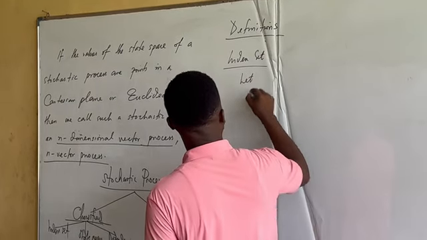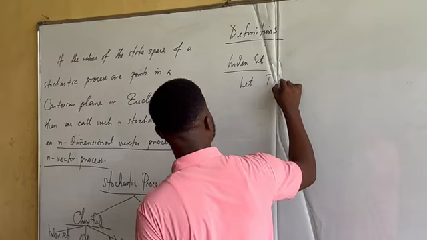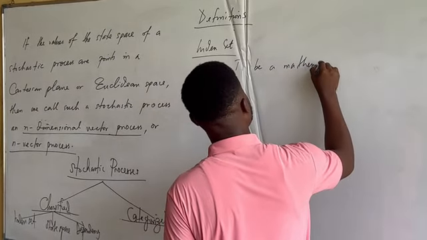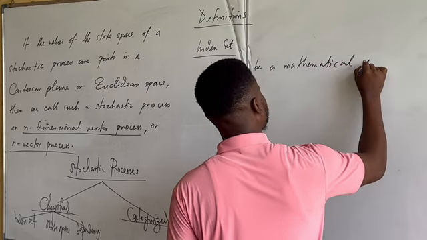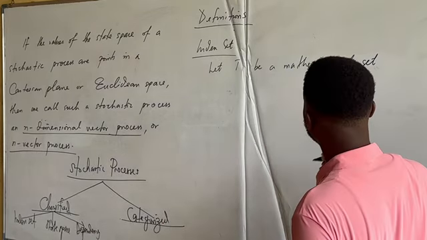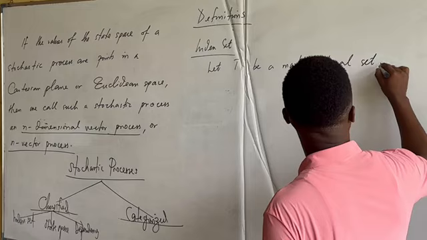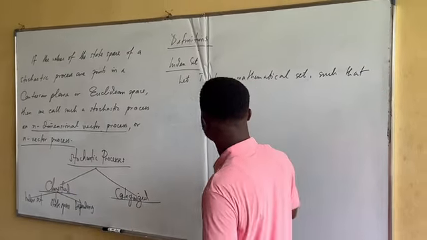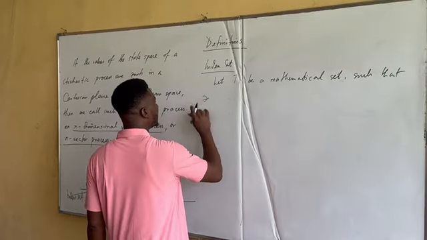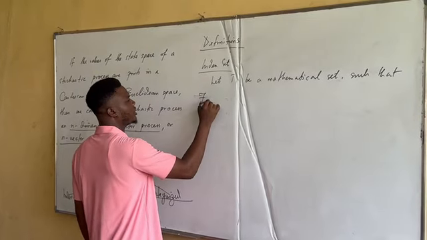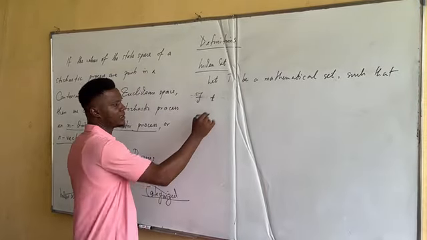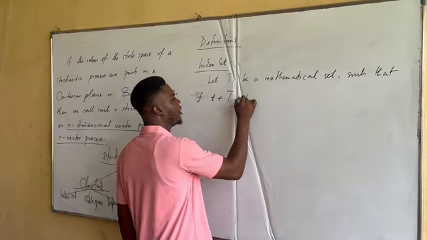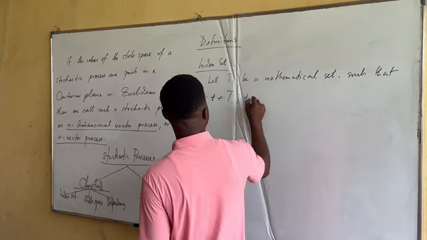So, if you recall, we had said let T be a mathematical set. Let T be a mathematical set such that there exists small t's that are members of T.